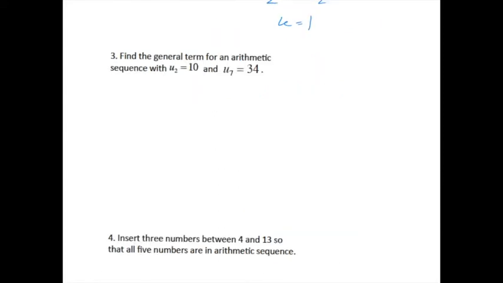Find the general term for an arithmetic sequence with U2 equals 10, U7 equals 34. What are they talking about? General term. Un, exactly. I want Un. I want the formula. But I would have liked it to give me U1 and d, wouldn't I? To find Un. That would have been nice, but they didn't. So the trick is to use these two facts. I want to find U1 and d, don't we? Let's write that down. We need to find U1 and d.